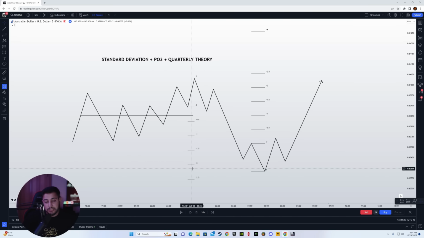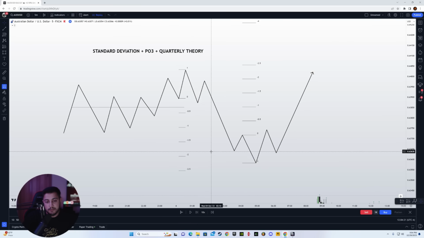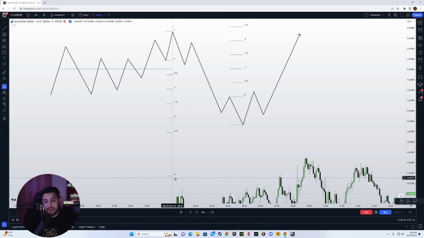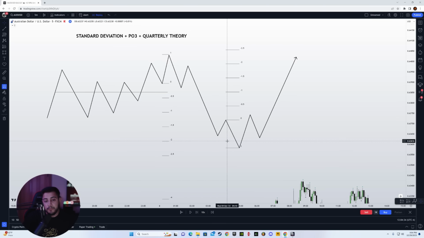So usually know one thing, when we're using standard deviations, you will see most of the reversals occurring between the -2 and the -2.5 level inside this tiny box. Price can also go below the -2.5 and it can also go towards the -4. We will not be sure that price is not going to expand until we have a market structure shift.